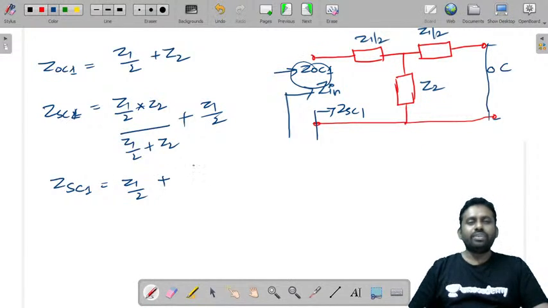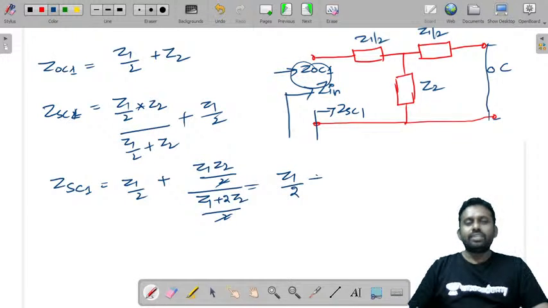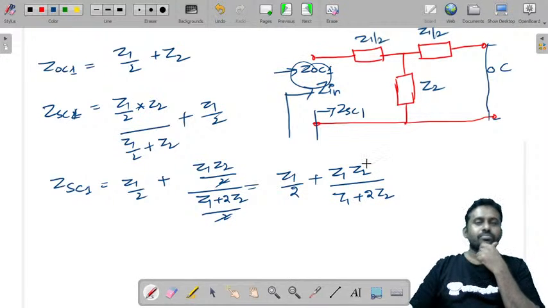Let's just try to simplify this. This is Z1 Z2 by 2 by Z1 plus 2 Z2 by 2. Just cancel out: Z1 by 2 plus Z1 Z2 by Z1 plus 2 Z2. Right? So ZOC is Z1 by 2 plus Z2, and ZSC is Z1 by 2 plus Z1 Z2 by Z1 plus 2 Z2.